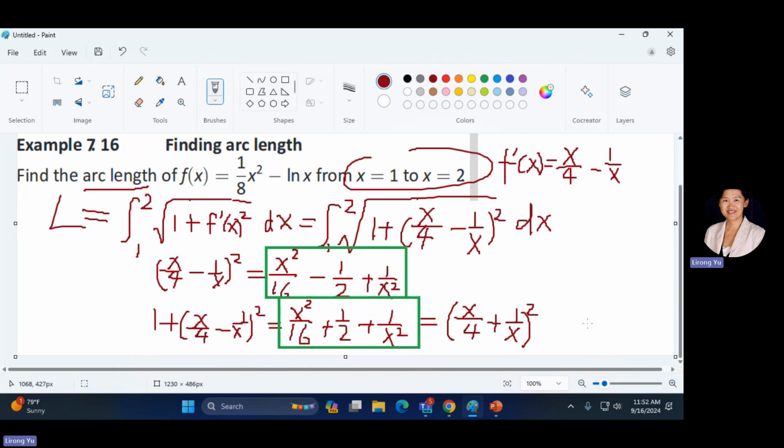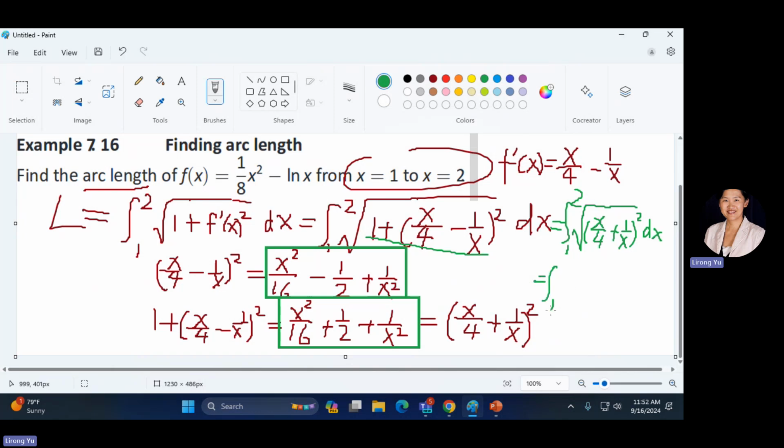This is very important because if the term under the root is a perfect square, then the square root will be canceled by the perfect square. So it looks like this. After we identify that pattern, this is the integral from 1 to 2 of the square root of x over 4 plus 1 over x squared dx. The term inside the root is a perfect square, and the perfect square will cancel the root, and we actually have this.